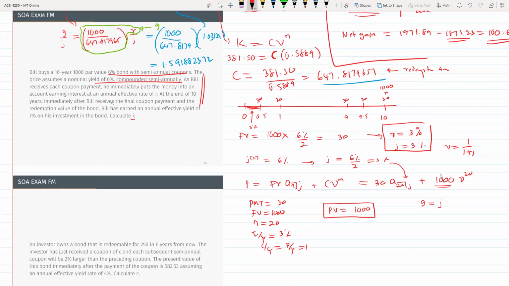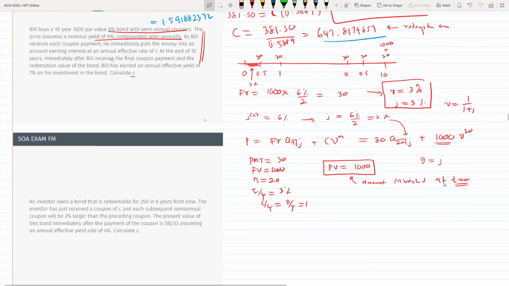So that's how much is invested. This is the amount invested. Then when he receives each coupon payment, he immediately puts the money into an account earning interest at an annual effective rate of I. At the end of 10 years, immediately after he receives the coupon payment and the redemption value of the bond, Bill has an annual effective yield of 7%. Okay, so let's see what happens with the account.